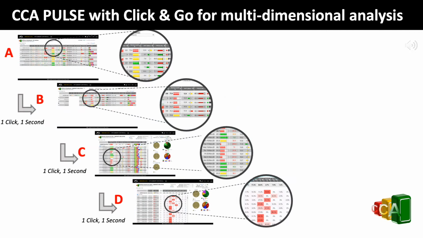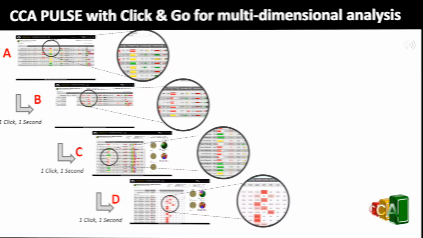We'll start by showing how a problem with service levels on the CCA Pulse scorecard can be easily traced down through the layers to identify the source of the problem. We'll go one scorecard at a time.